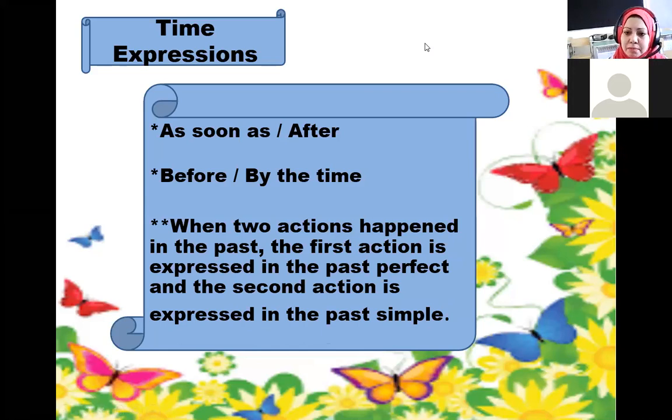I'll give you an example. I had played the guitar before I met my friends. What happened first? I had played. What happened next? I met my friends. So to order your actions which happened in the past, we use the first action in the past perfect tense and the second action in the past simple tense.